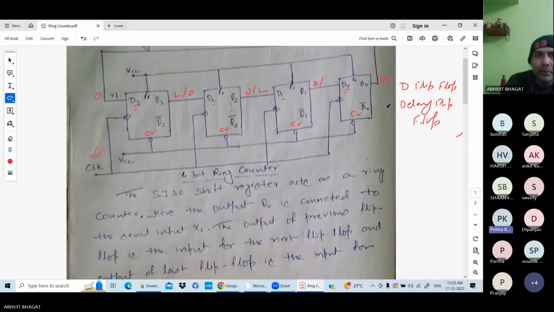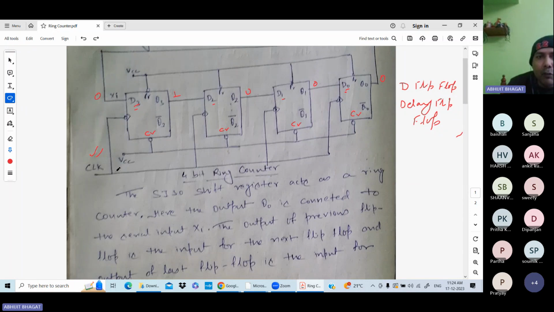Yes sir. Okay. Suppose this is the initial condition, so the output is 1, 0, 0, 0. This 1 is input to this one, this 0 is input to this one, this 0 is input to this one, and this 0 is input to this one. So when you apply the clock pulse, this data is shifted to this side, this data is shifted to this side, this data is shifted to this side, and this data is shifted to this one.